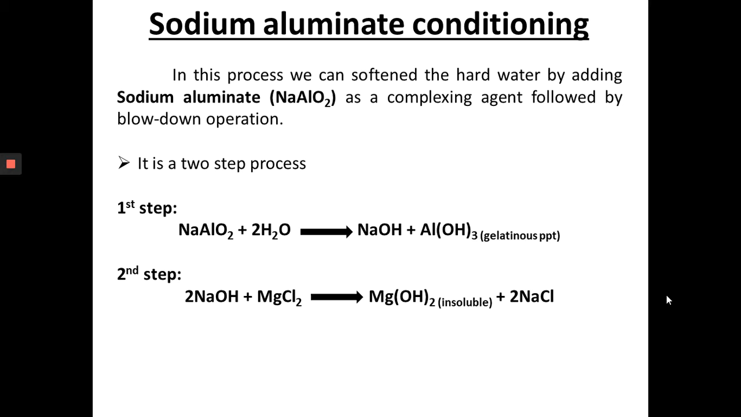In the second step, the formed sodium hydroxide reacts with your dissolved magnesium chloride to form magnesium hydroxide, which is insoluble. So these aluminum hydroxide and magnesium hydroxide insoluble compounds entrap other contaminant materials and settle at the bottom of your vessel, which can easily be separated by normal filtration after this process is over.